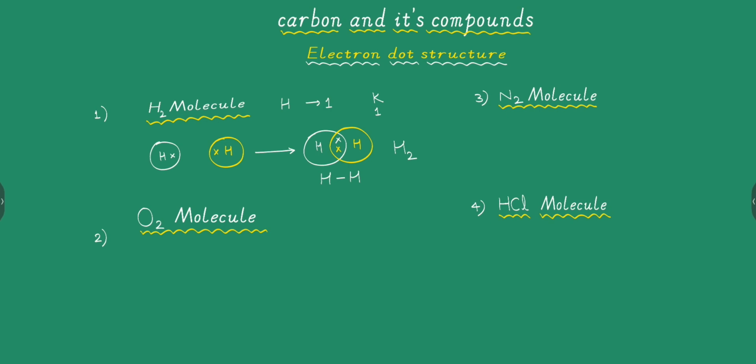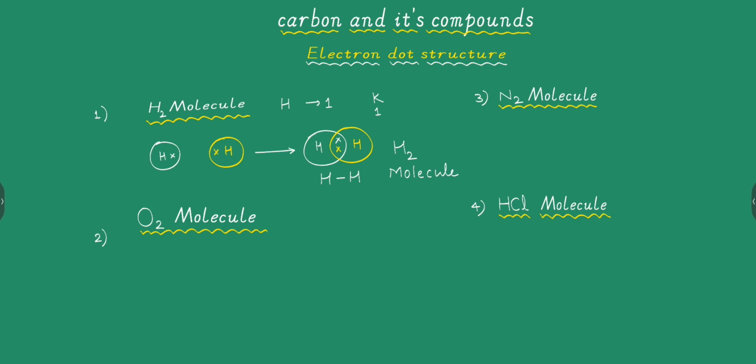So in this way, by sharing of electrons between two hydrogen atoms, a single covalent bond is formed between them, hence the H2 molecule is formed. Hope you understood this. Now let us discuss one more example, the oxygen molecule, O2.